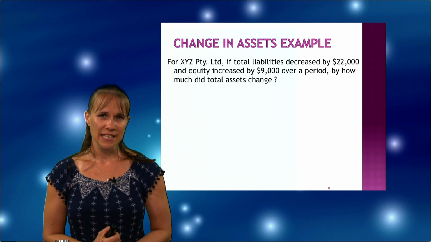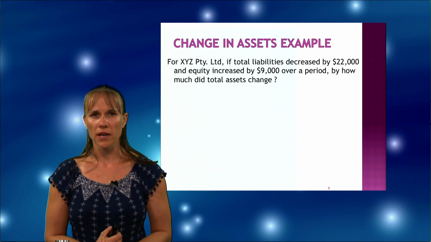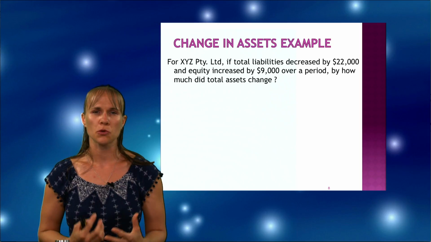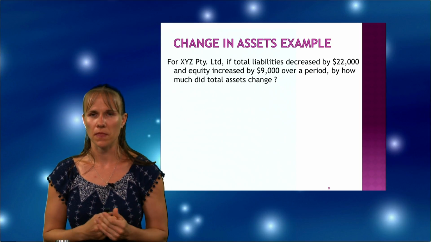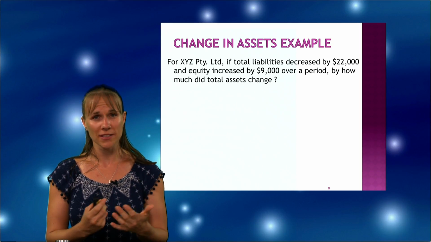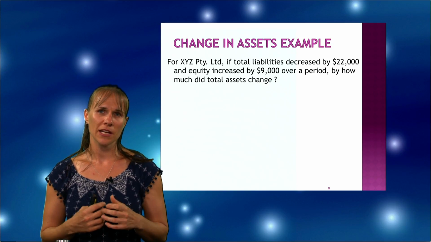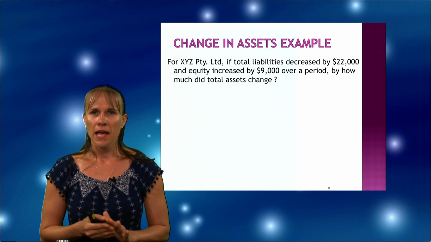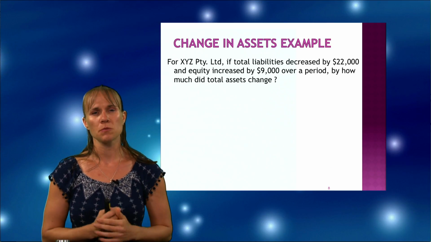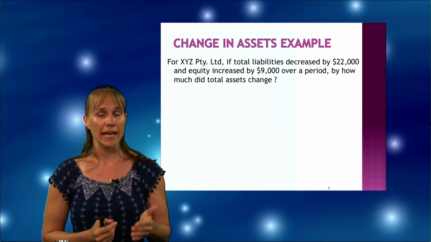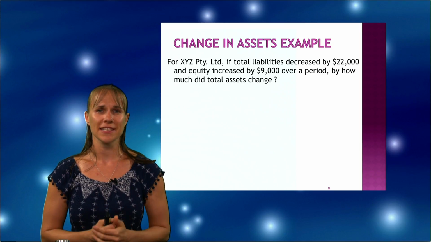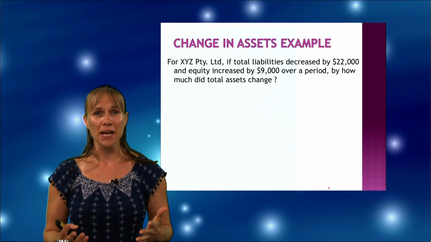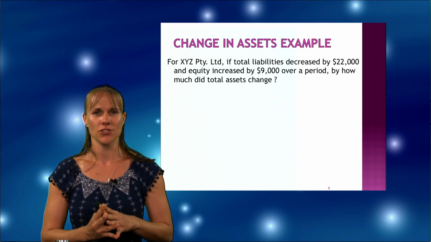And our last example. This one you might find a little more tricky because we haven't really used the accounting equation in this manner just yet. If we take XYZ Limited, our proprietary limited, if total liabilities decreased by $22,000 and equity increased by $9,000 over a period, by how much did total assets change?